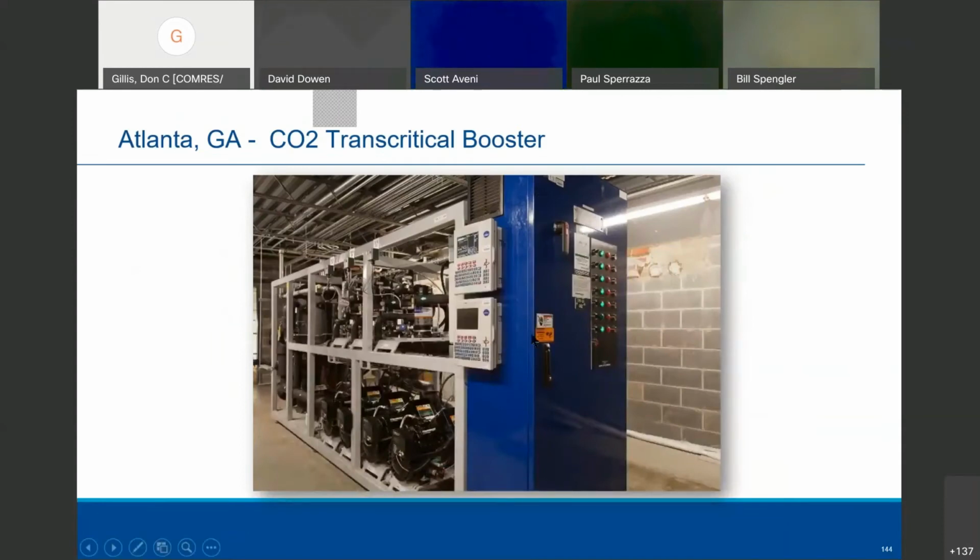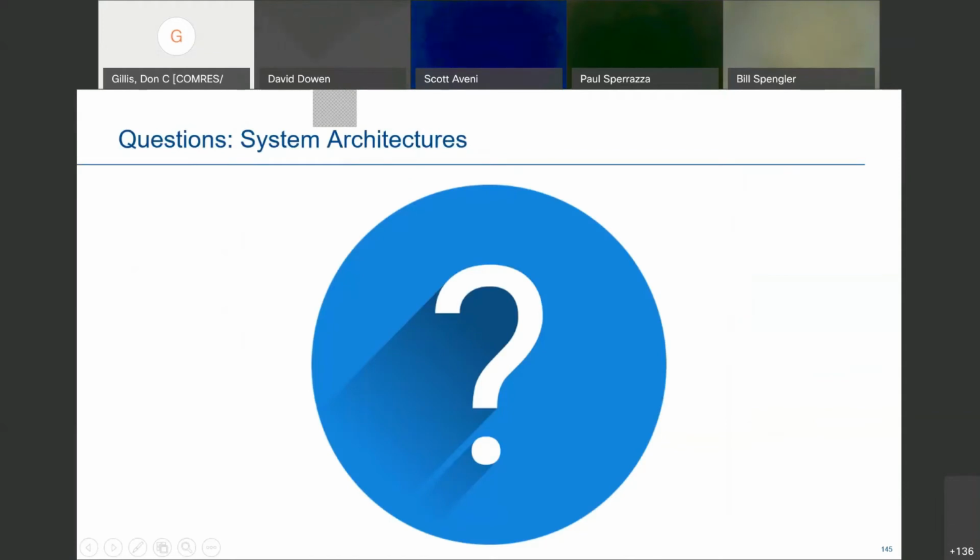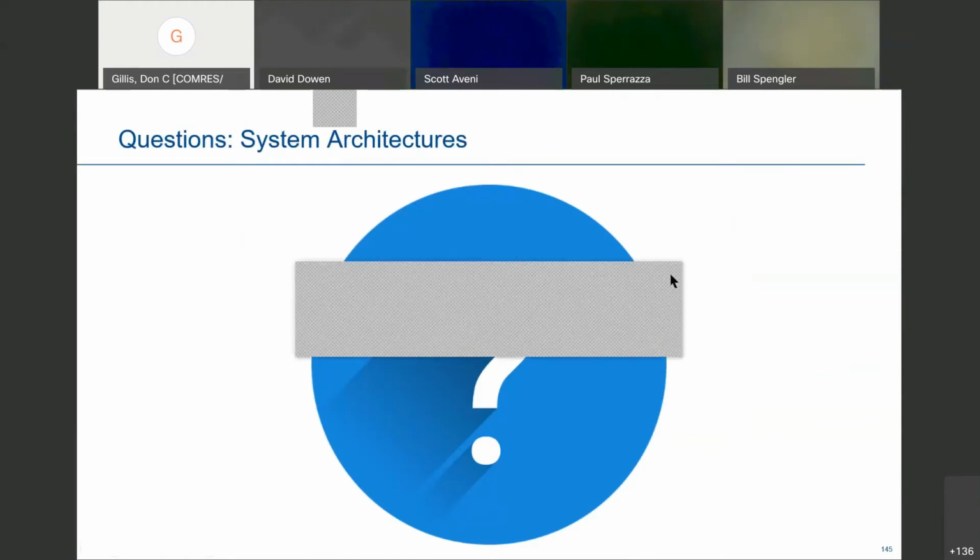Andre actually showed this picture also earlier. This is a system in Atlanta, Georgia, okay, of a transcritical booster, by the way. And you know how hot Atlanta is. So above 88 degrees, we said earlier that CO2 doesn't do so well. You can see our medium temperature at the bottom and our low temperature at the top, our scrolls. We have software. Any questions on that so far? I guess we'll take them as we go along.